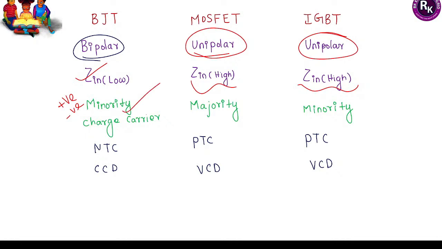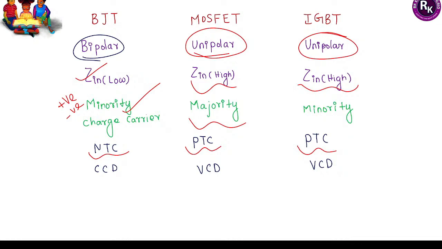If your device is trying to carry only one type of charge, then we call it a majority carrier device. The MOSFET is a majority carrier device, whereas the IGBT, BJT, diode and thyristors all act as minority charge carrier devices. From the temperature coefficient point of view, NTC is negative temperature coefficient and PTC is positive temperature coefficient. BJT has a negative temperature coefficient, whereas MOSFET and IGBT act as positive temperature coefficient devices.